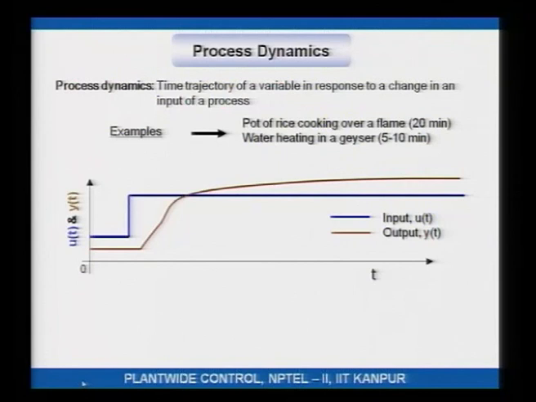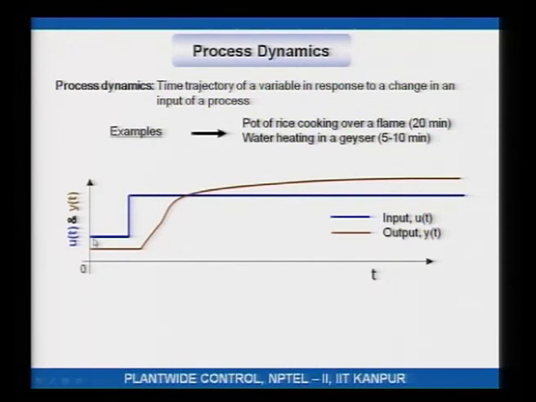So, it takes 5 or 10 minutes for the temperature of the water in the geyser to rise to whatever level I want it to rise to. Alright, so these are some very simple examples that essentially show that an output variable changes over time in response to a change in the input. So, here is just a very simple example. The blue line is the input and the brown line is the output.